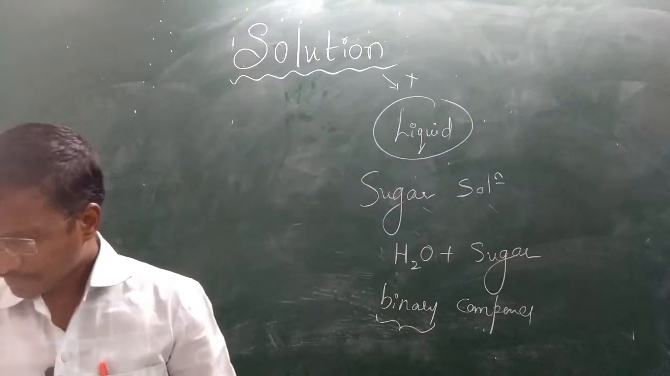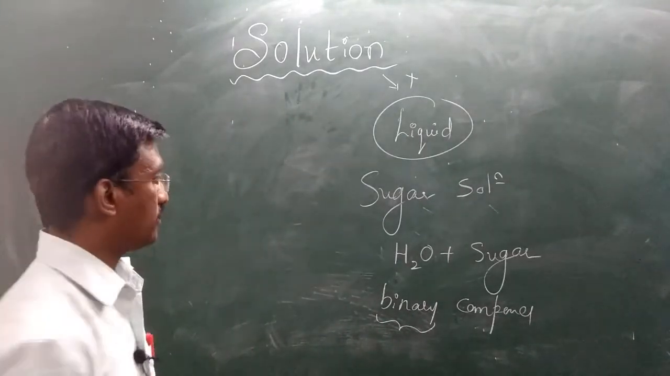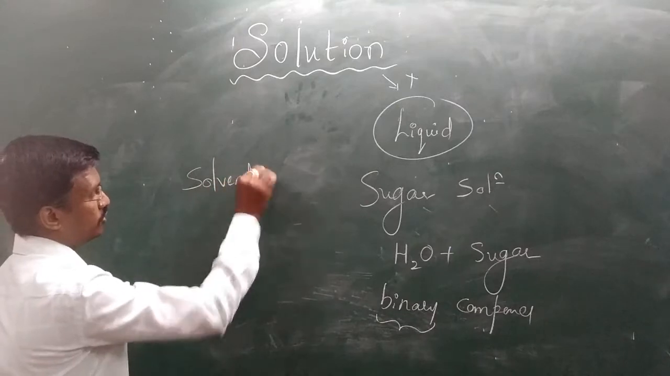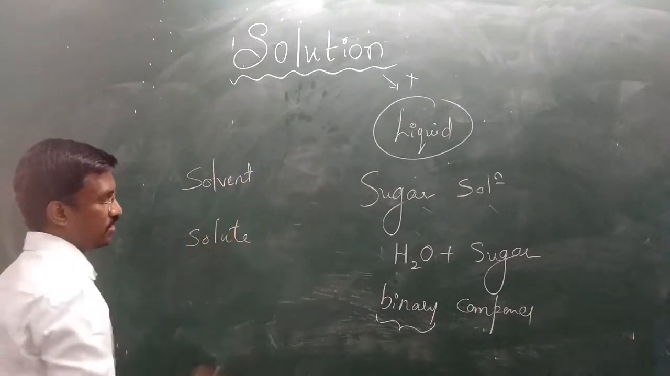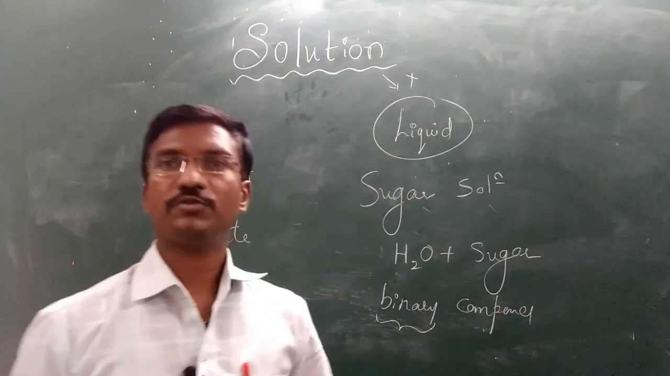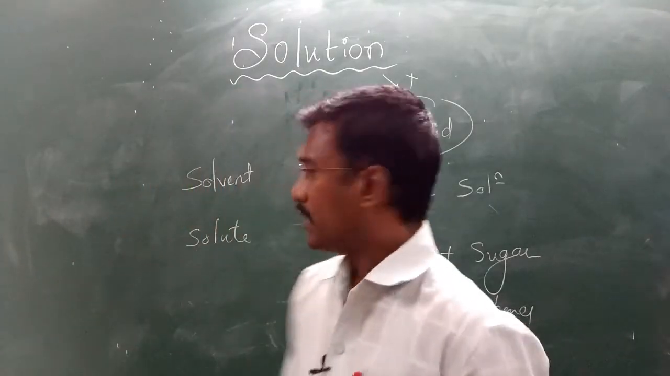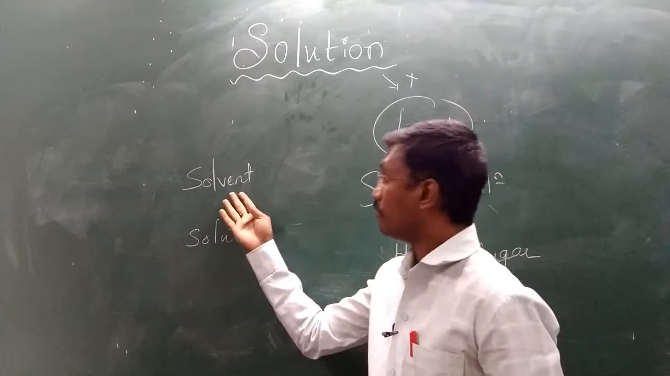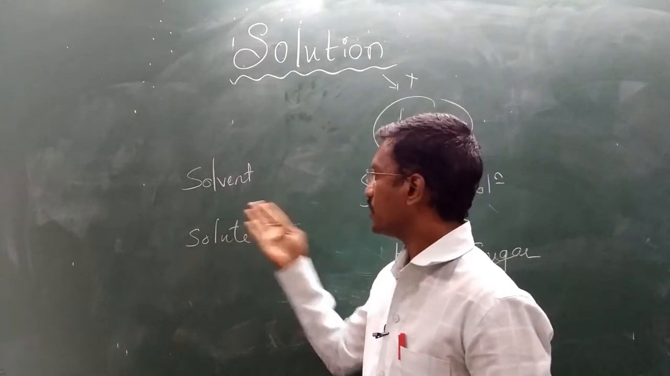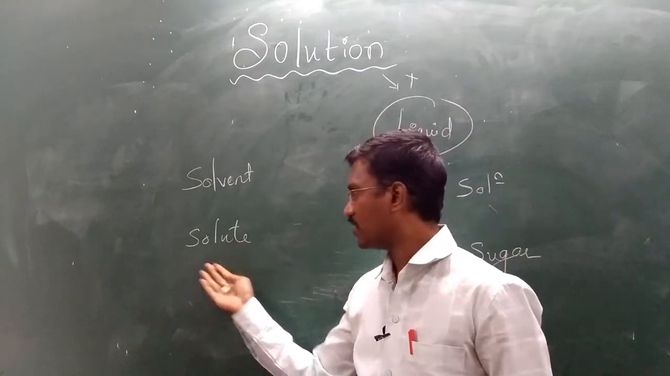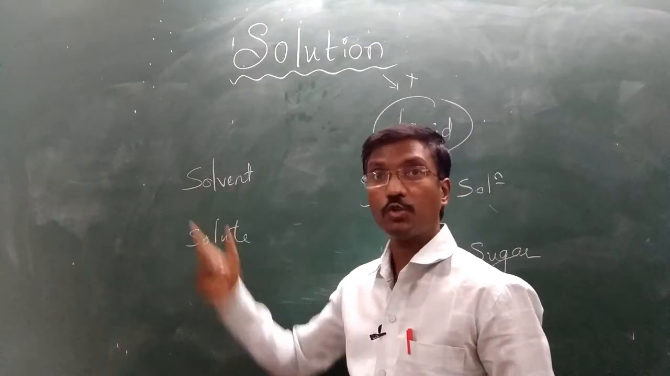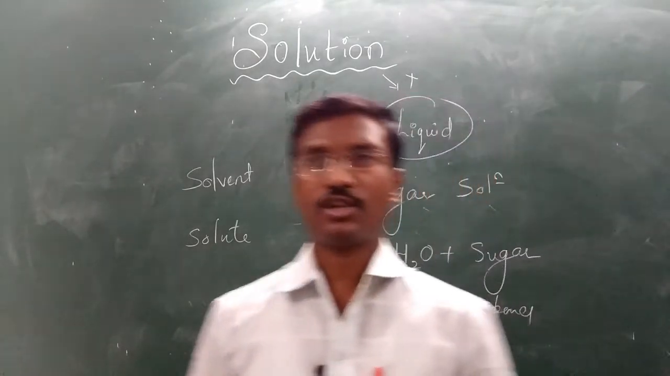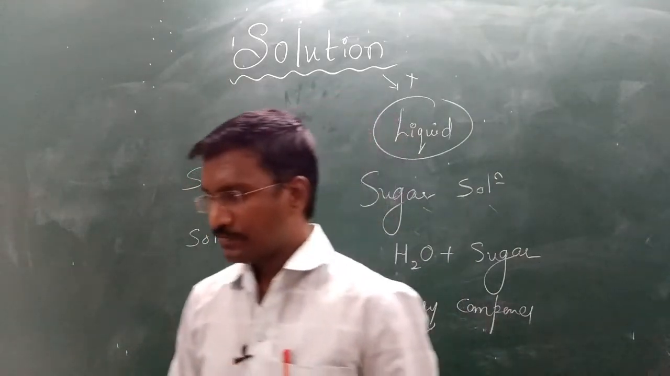Among these 2, there are 2 kinds of compounds: one is solvent, another is solute. I hope you are very much familiar with these words, since high school. Solvent is the component present in the major portion of the solution. The component present in a very minor portion is called solute. The solvent should be the greater quantity and the solute the lesser quantity.